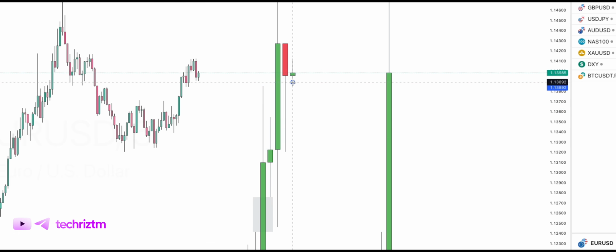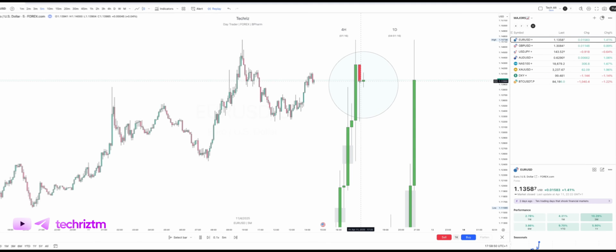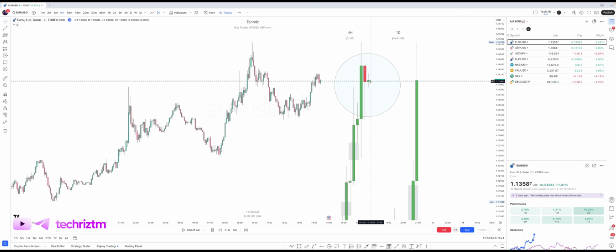Buyers are trying to take it back. It's a tussle. The open of the candle is here. That's why there's a body when the price starts going up a bit. But when the price comes below the body, it turns red. So let's just see who wins at the end of the day.